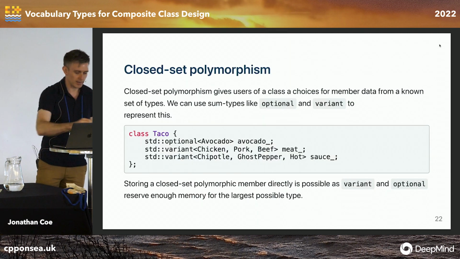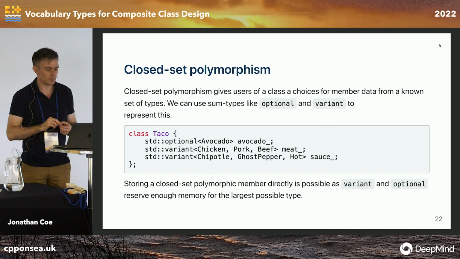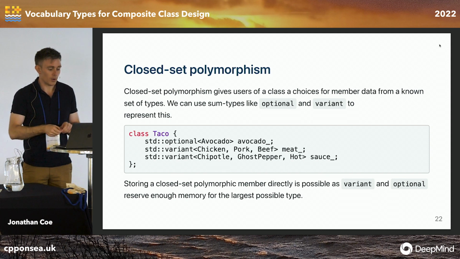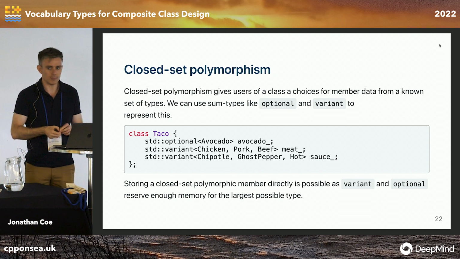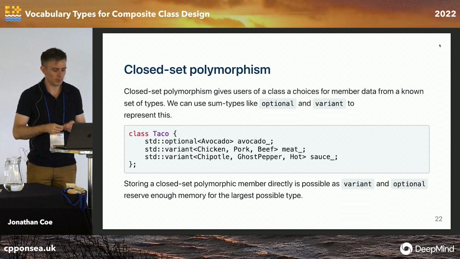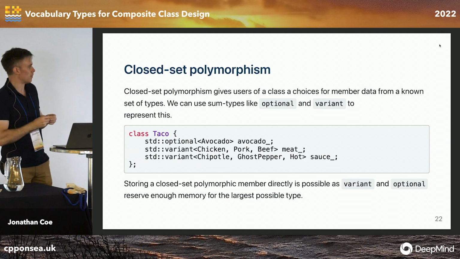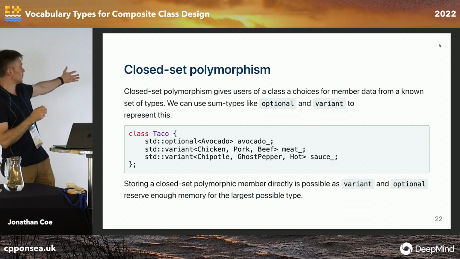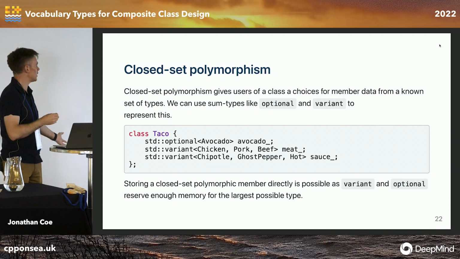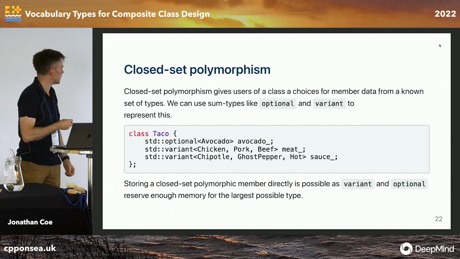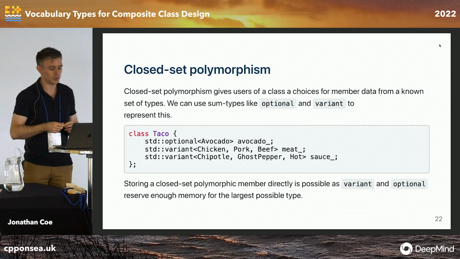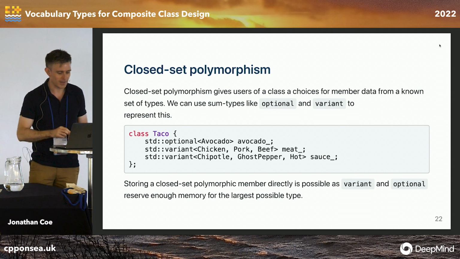And then polymorphism I break down into two sorts. We've got closed set polymorphism, where the thing which is going to go inside your class is of a type which will be decided at runtime, but it'll be taken from a list of available types. So, inspired by Mexican food with my daughter, we have a taco which contains possibly avocado, and then your choice of filling, and then sauce. No sauce is not an option. She didn't like that, but there it is. I don't make the rules.